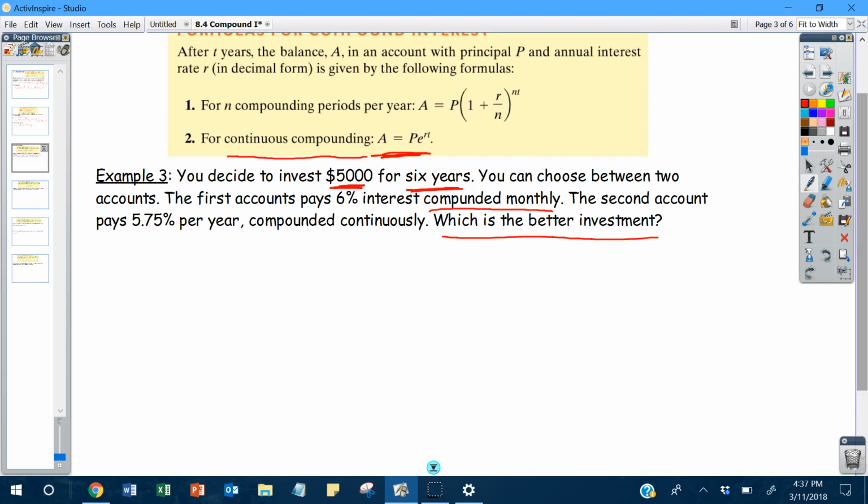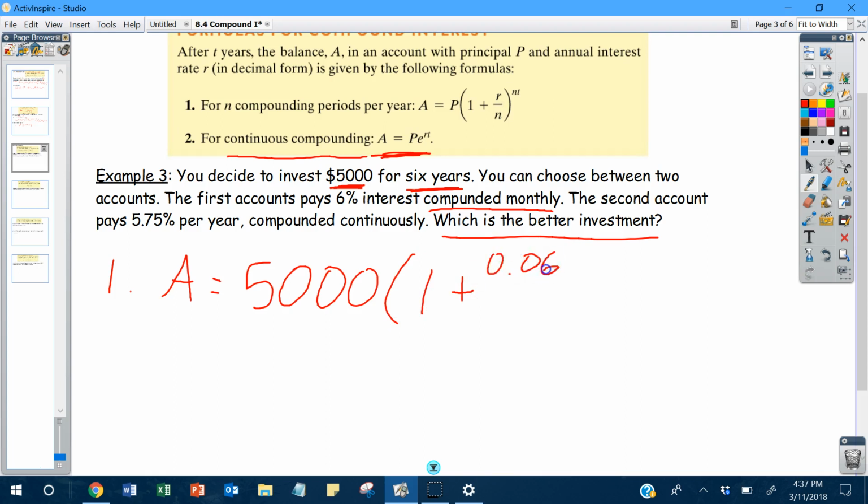Okay, I'll start with the compound interest formula with the number of compounding periods. So I'll put my P there, and I'll do 1 plus r over n. For that first option with the 6% interest, I was compounding monthly, so my n is going to be 12, and then 12 times 6. So I'm using this first formula down here for number 1. Give me a second. I'll do that in my calculator.